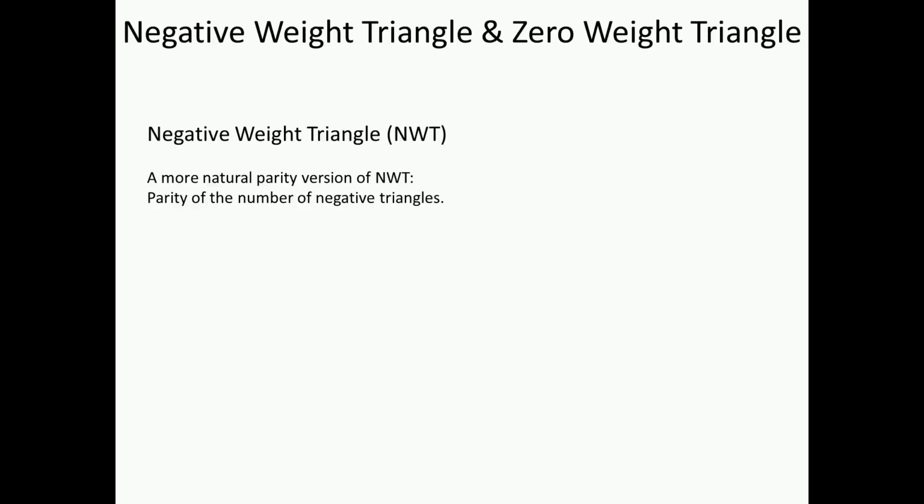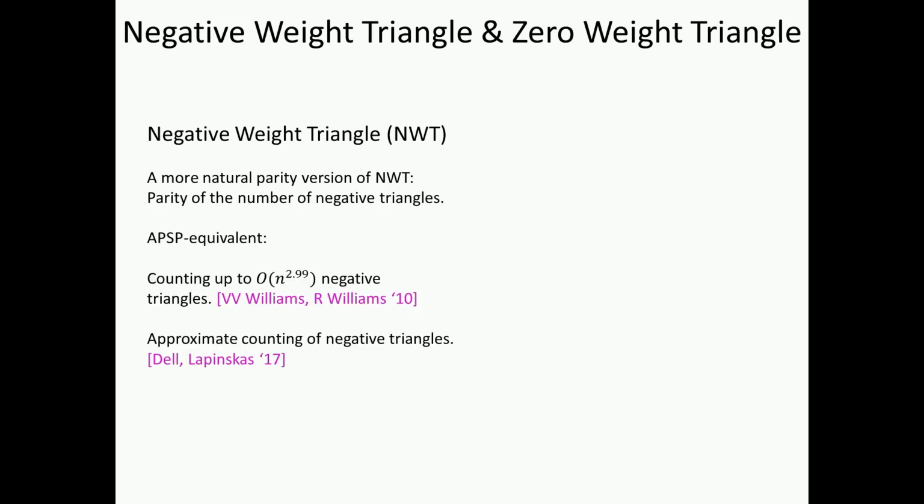So now let's discuss a more natural parity version of negative weight triangle, which is the parity of the number of negative triangles in the graph. It is known that counting up to n to the 2.99 negative triangles is subcubic equivalent to all pair shortest path, and also that approximate counting of negative triangles is also subcubic equivalent to all pair shortest path. This raises the question whether negative triangle counting is subcubic equivalent to all pair shortest path. Perhaps we can show that parity counting is subcubic equivalent to all pair shortest path.